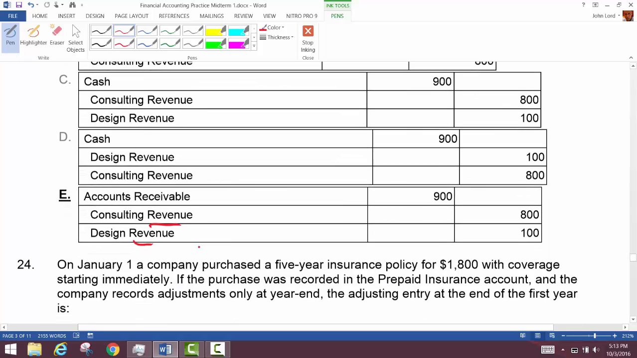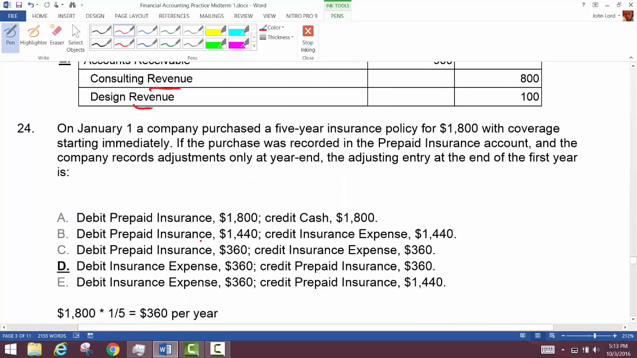Okay, good. On January 1st, a company purchased a 5-year insurance policy for $1,800 with coverage starting immediately. If the purchase was recorded in a prepaid insurance account and the company records adjustments only at year end, the adjusting entry at the end of the year, well, first off, if it's $1,800, and how long is the policy? 5 years, then we're talking $360 a year on this thing.